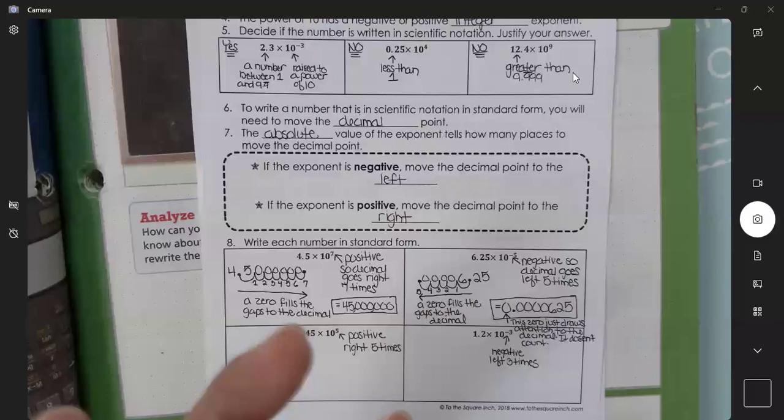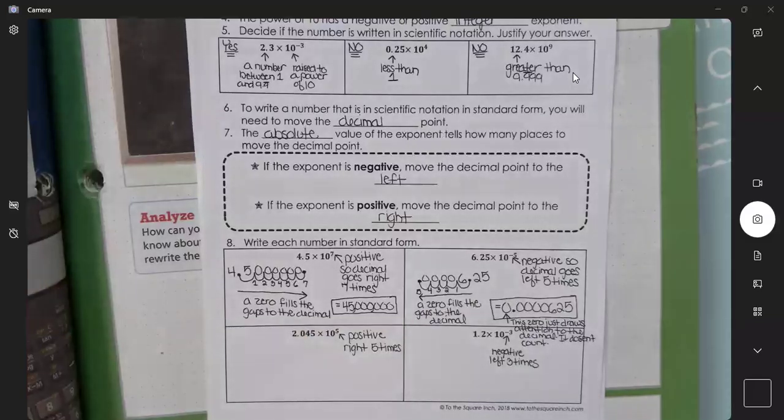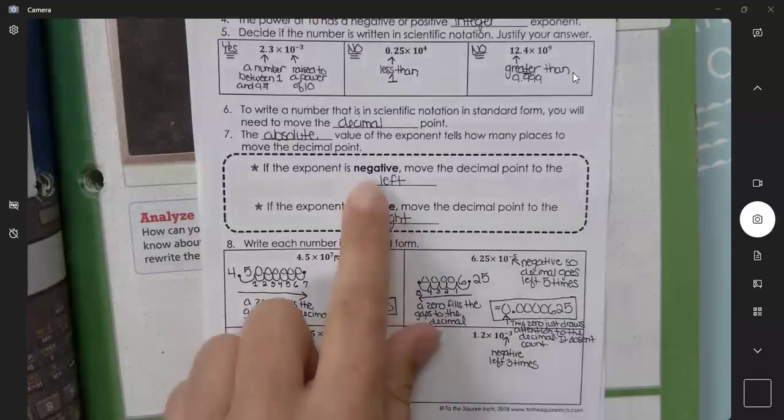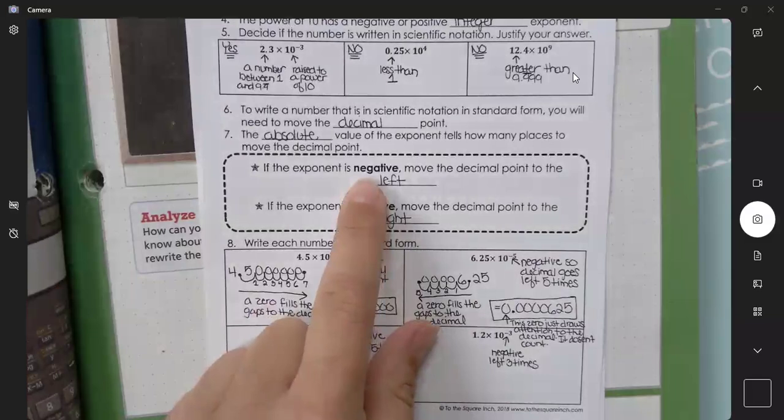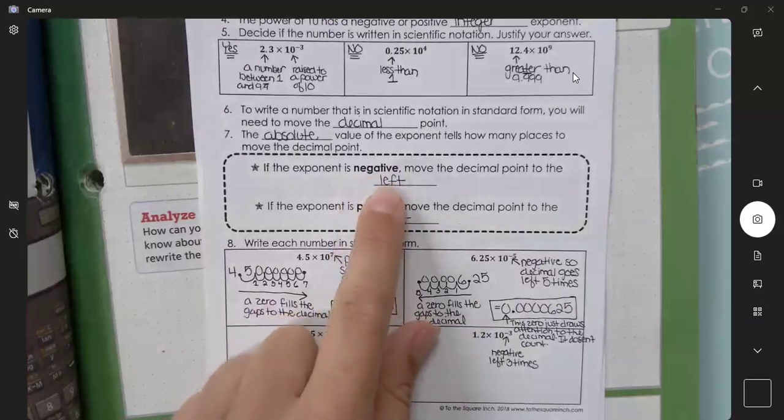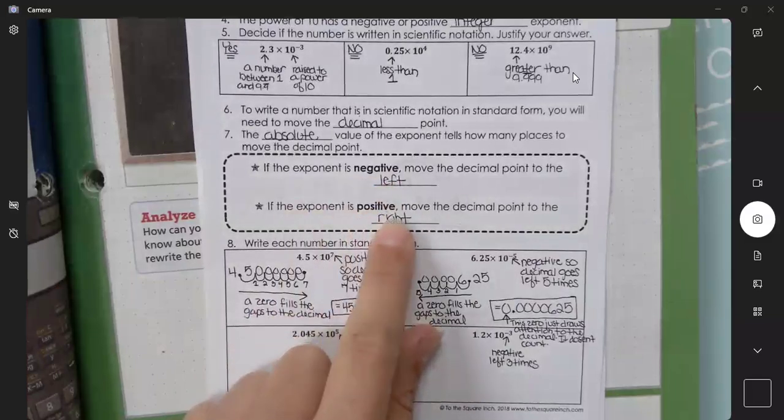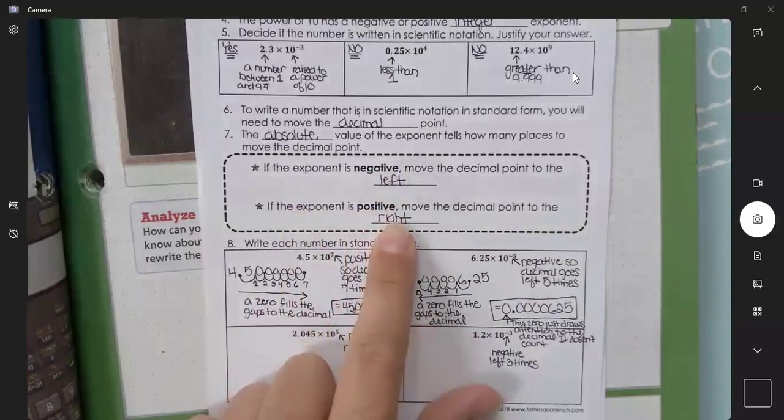The other thing that I wanted to point out on the notes: if you have a number that's given to you in scientific notation and you need to write it out in full, standard form is what that is called. If the exponent is negative, you're moving the decimal to the left. If the exponent is positive, you're going to move it to the right.